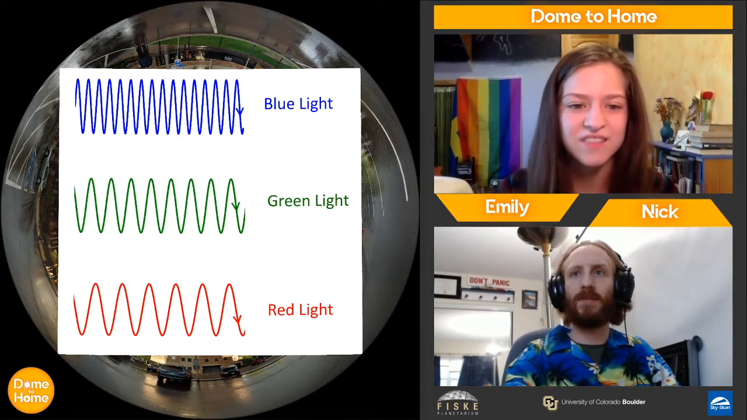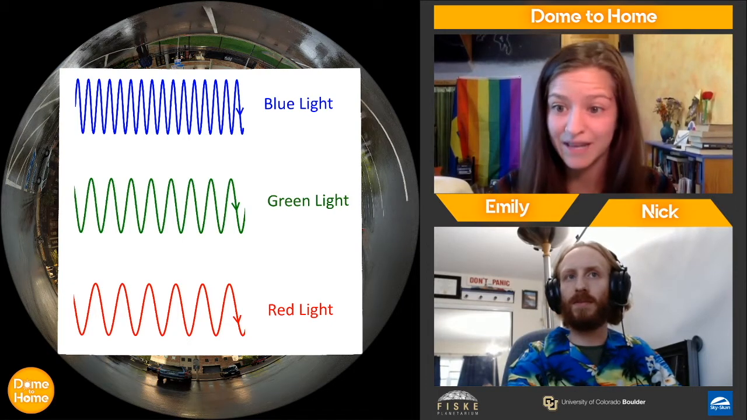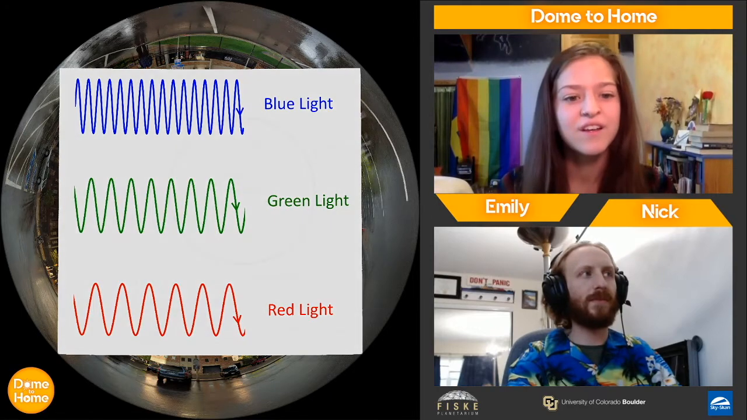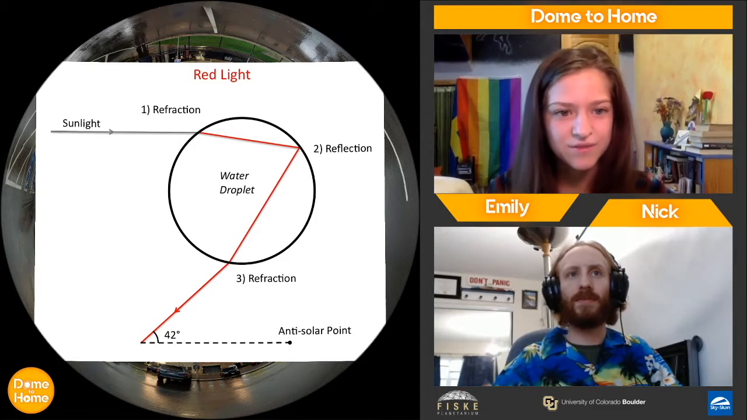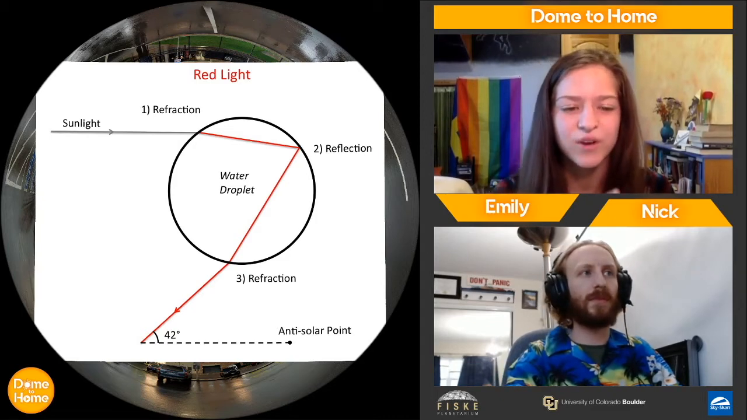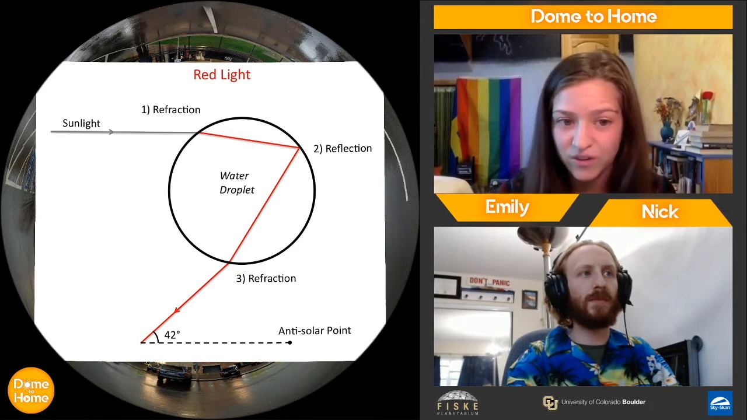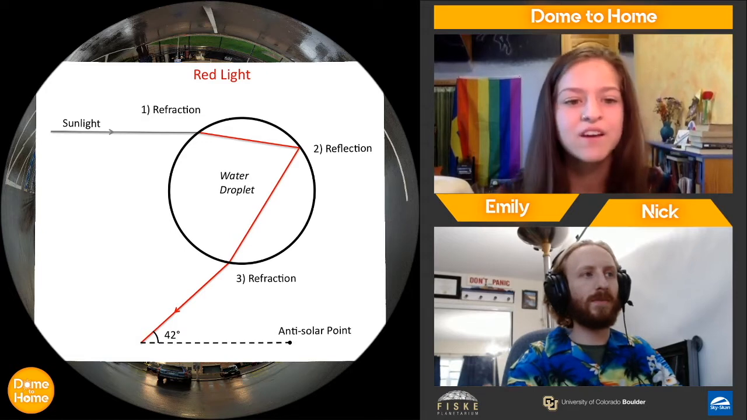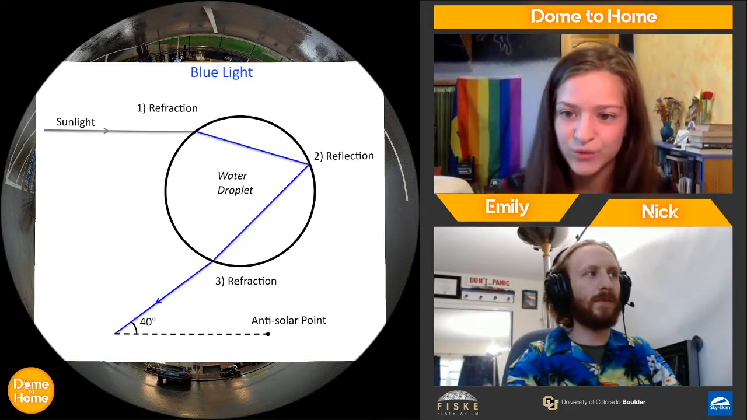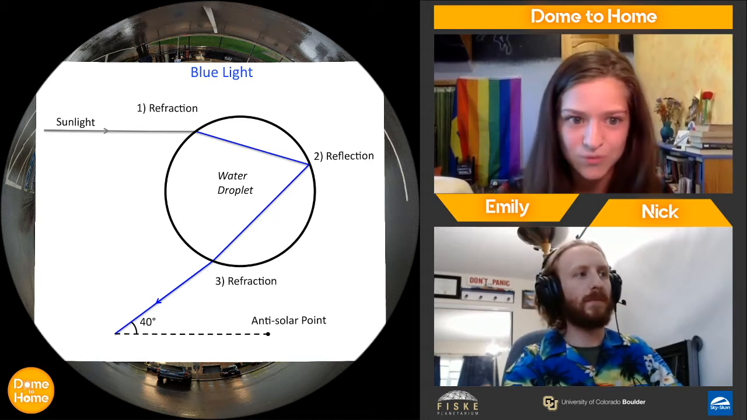When this light goes through water, it gets refracted, or bent. And we have another picture to show that. So you see the sunlight coming in from one end, and it goes through the water and it gets bent and exits at a different angle. And so each wavelength, each color, gets bent at a unique angle. See, blue light here is bent at 40 degrees, while red light is bent at 42 degrees.